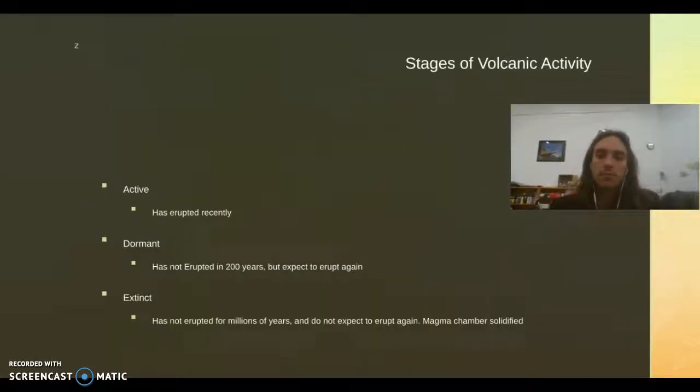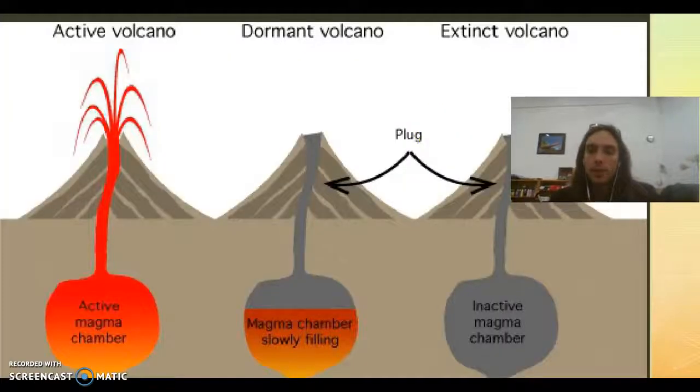And then we've got some stages of volcanic activity. We've got active volcanoes, which means it has erupted recently and we expect it to erupt again within like 10 to a couple hundred years. Then we've got dormant, which has not erupted in 200 years or so, but we expect it to erupt again in probably another couple hundred years or 1,000 years. And then we have extinct volcanoes, which have not erupted for millions of years, and we do not expect them to erupt again. The magma chamber underneath has solidified, so there's not much chance for that to escape and become lava. So here's just a good graphic.